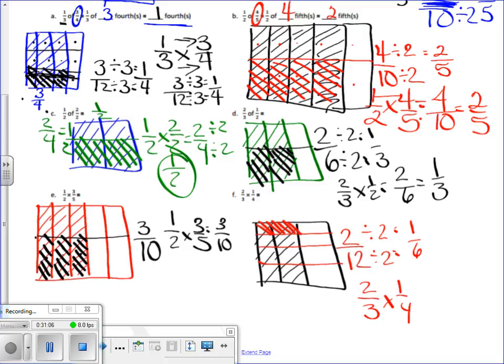1/4. 2 times 1 is 2. 3 times 4 is 12. 1/6.